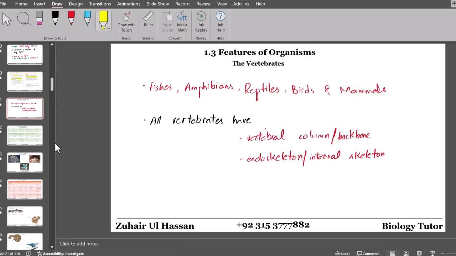So first of all, let us look at some features that are present in all vertebrates. If we are talking about fishes, amphibians, reptiles, birds, and mammals, all of these vertebrates have some common features. All of the vertebrates have a vertebral column, also known as the backbone. They all have their skeleton covered by the skin. So their skeleton is present inside, known as the endoskeleton, or you can also say internal skeleton. These two are the main features that are present in all of these 5 groups of vertebrates.